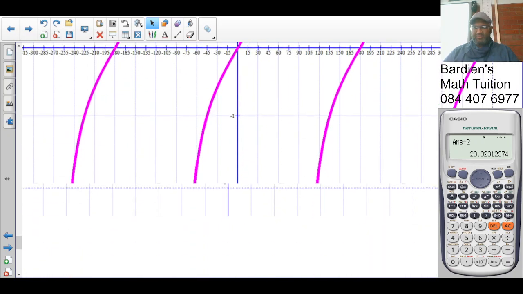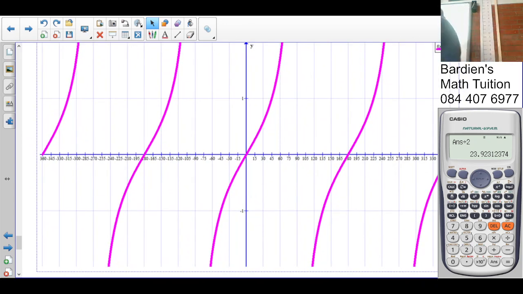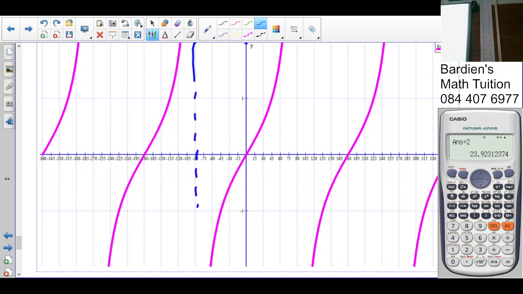Okay, there's our tan graph. Remember, where's your asymptotes? Your asymptote is here at negative 90. Normally a dotted line. Why a dotted line? Because it's an invisible line, actually, on the graph. So the graph comes close but doesn't touch that.